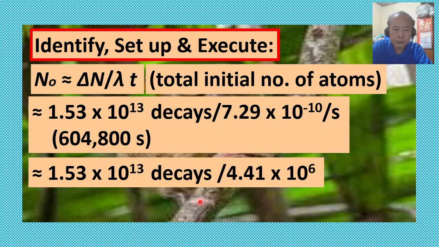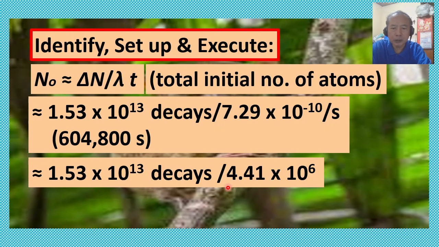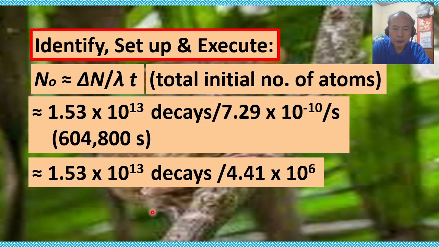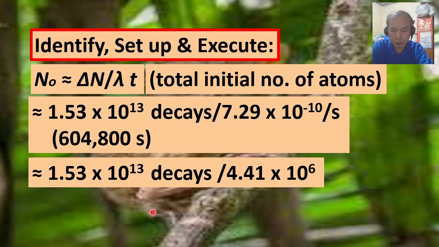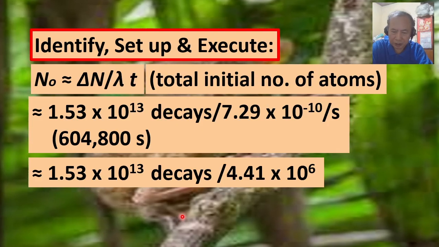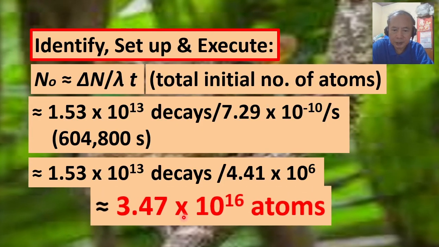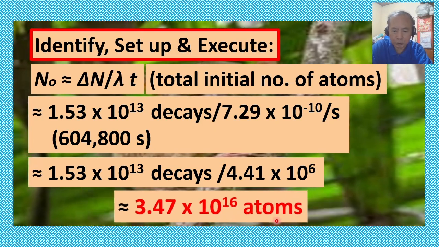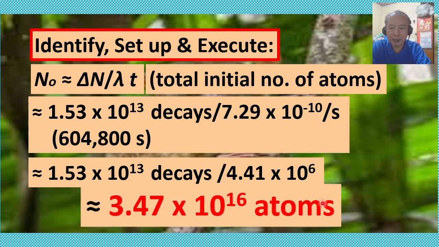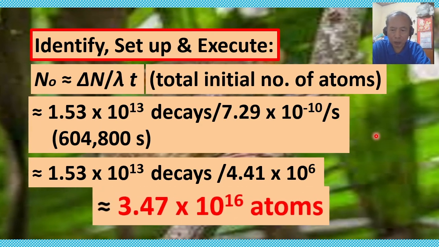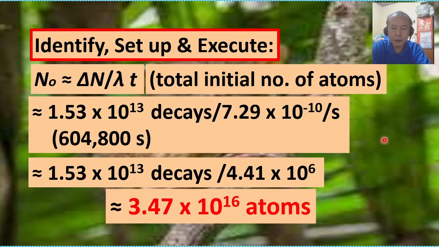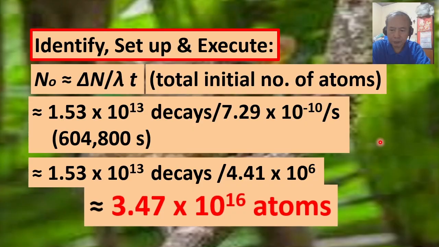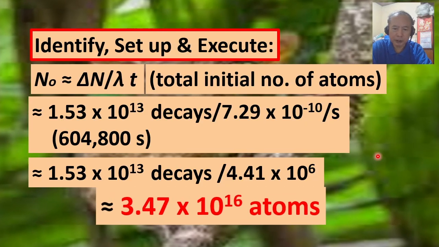So dividing these two quantities now, we obtain the approximate initial number of atoms of cesium-137. 3.47 times 10 to the 16th power atoms, which is our final answer to the question. So that concludes our discussion for this particular topic.